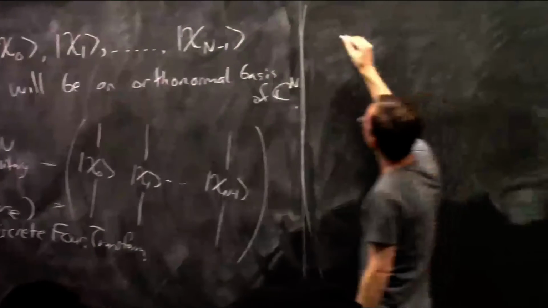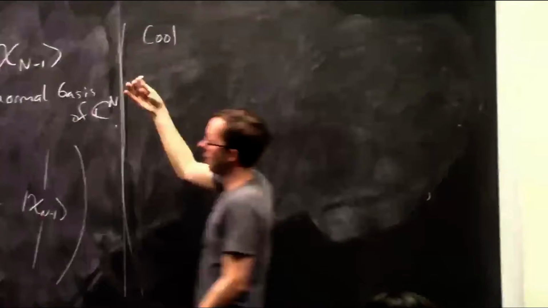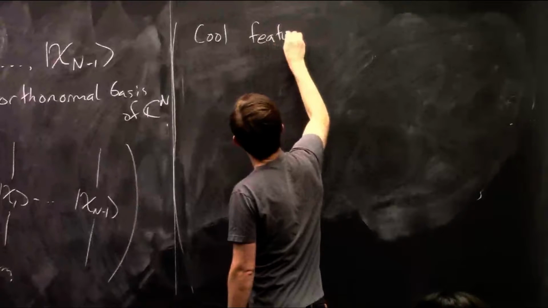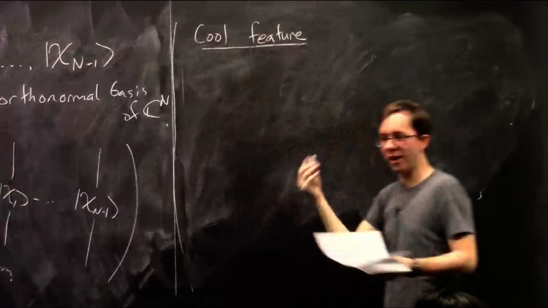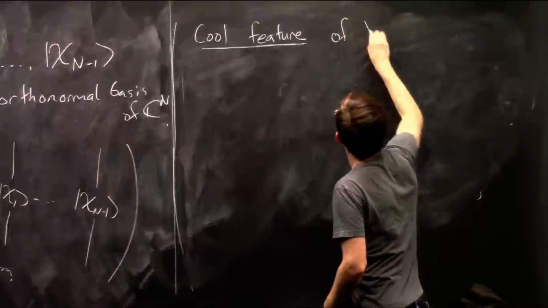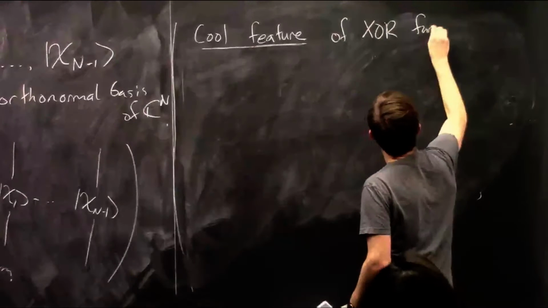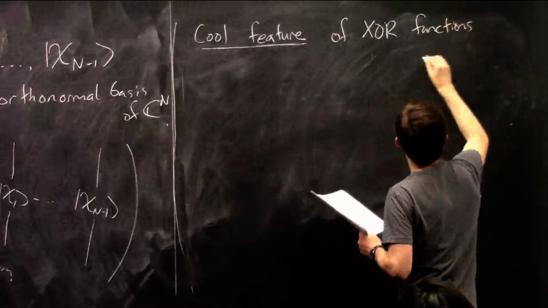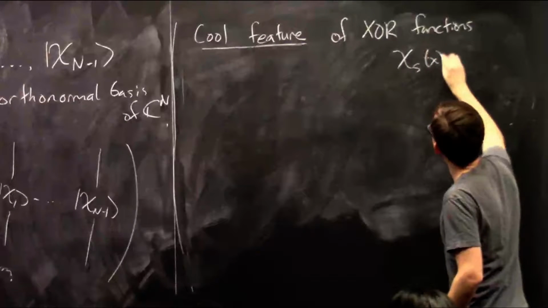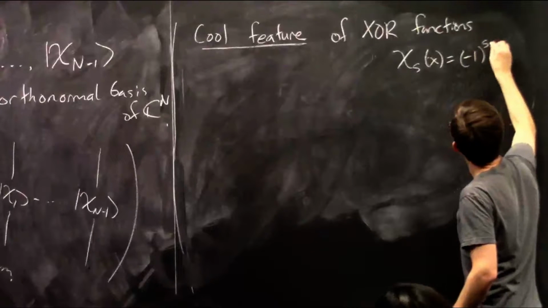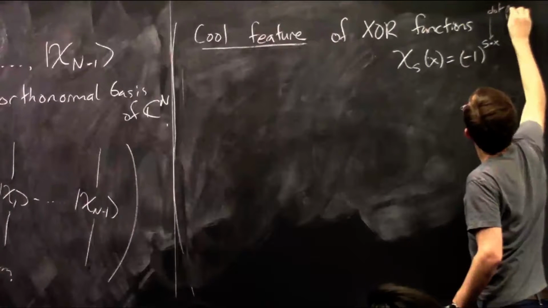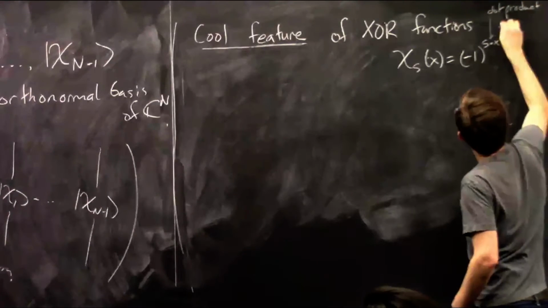So let's look at the one set of pattern functions we had before, the XOR functions. They had a very cool feature, which is the signature feature of what goes on in Fourier analysis or harmonic analysis. Remember, these were the functions. Now, chi s, think of this as a bit string applied to another bit string. It was -1 to the s dot x. But now this was the dot product in F2 to the n.